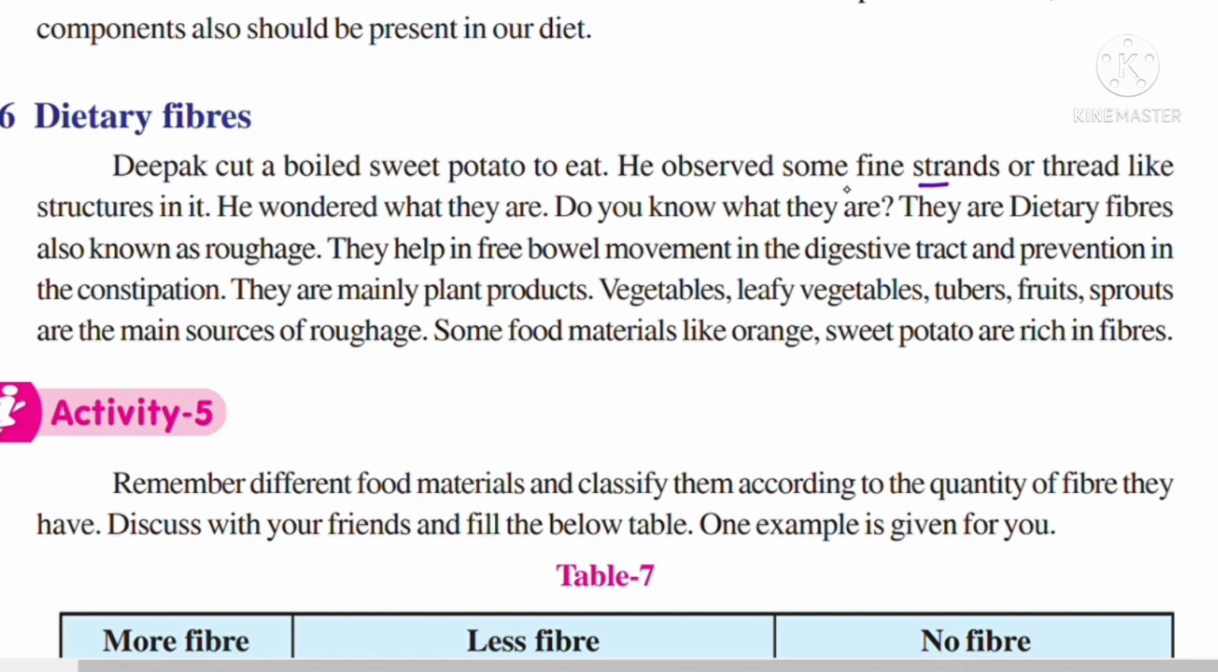They are dietary fibers, also known as roughage. What is the other name for roughage? Dietary fibers are the other name for roughage. The main function of dietary fibers is to help in free bowel movement in the digestive tract and prevention of constipation. They are mainly plant products only.